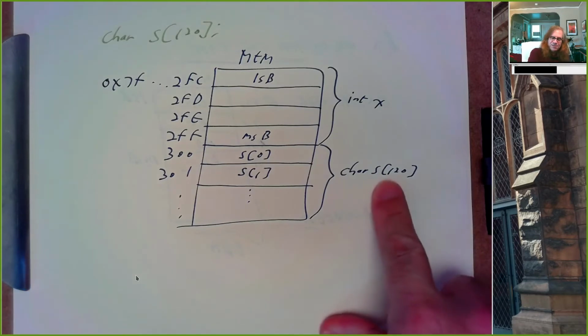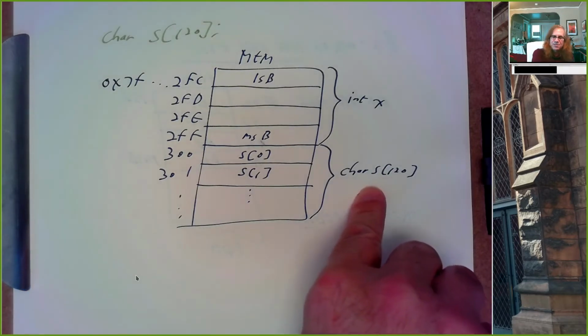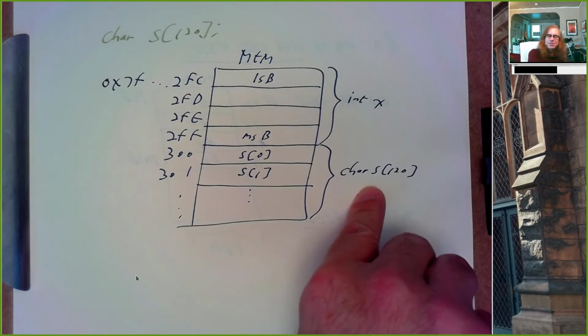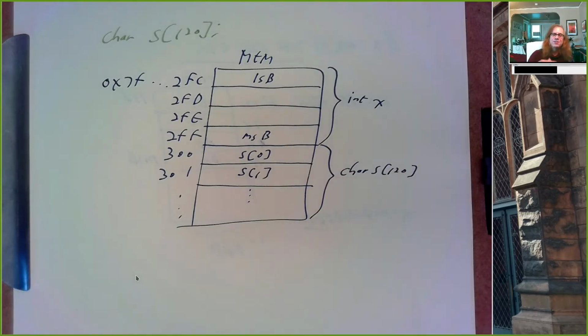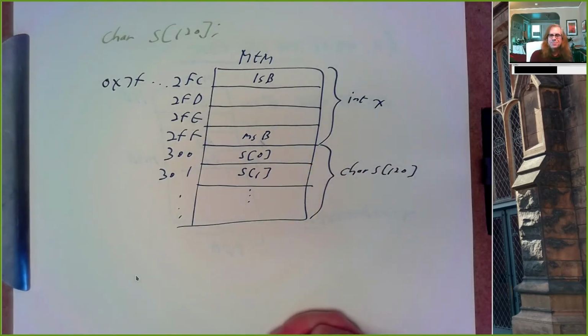If this is an array of pointers, like your argv array, pointers take either 4 or 8 bytes to store, depending on whether you're a 32 or 64-bit machine. And so this could be the least significant byte, and the next 7 locations would be the other bytes going up to the most significant byte of that first address.